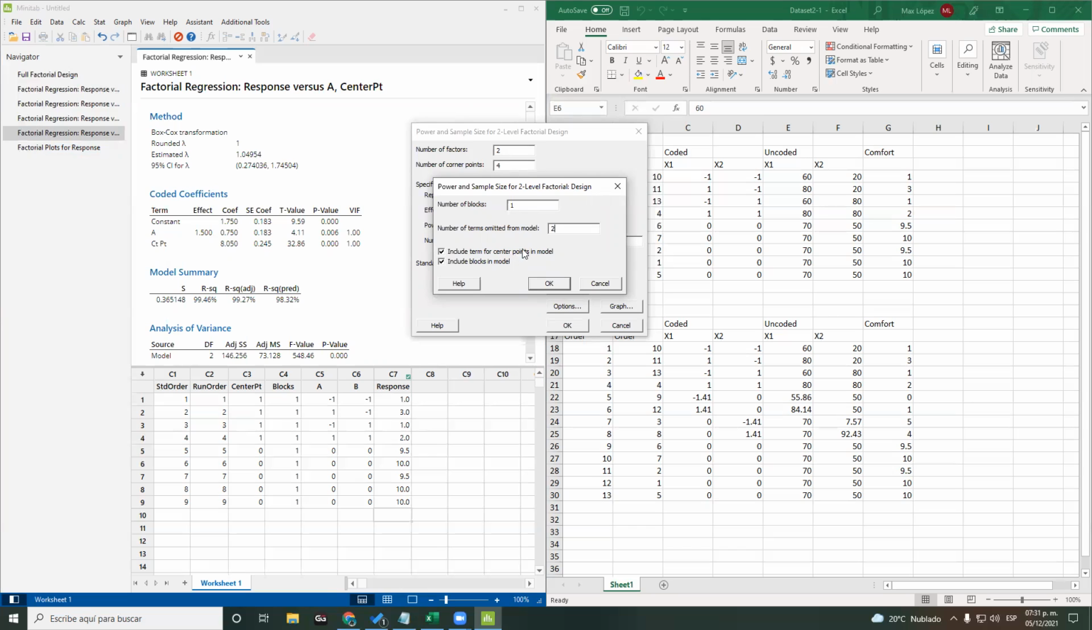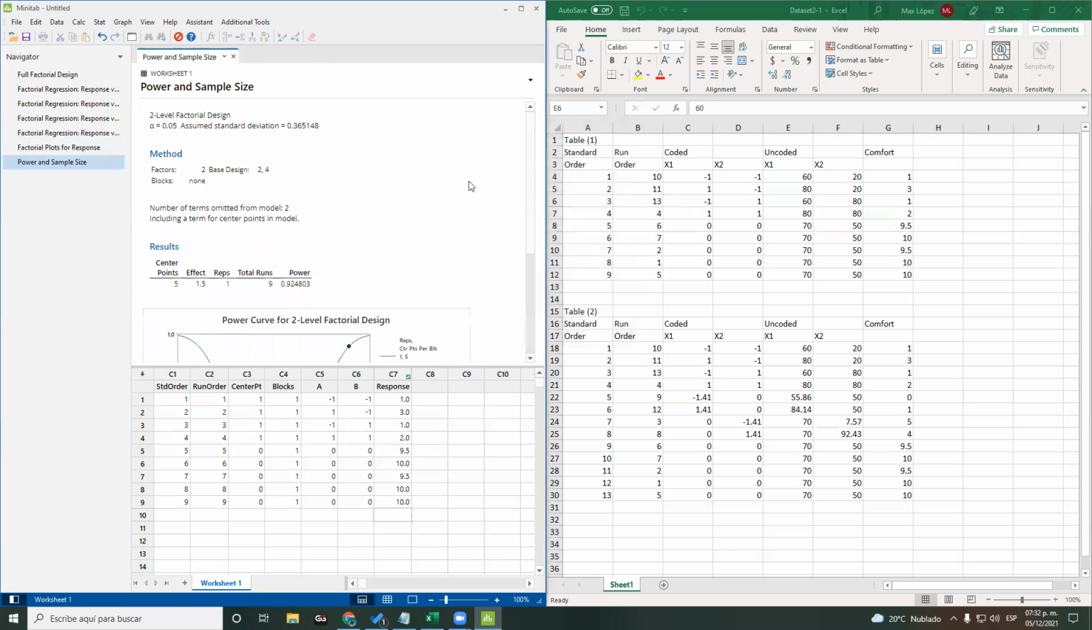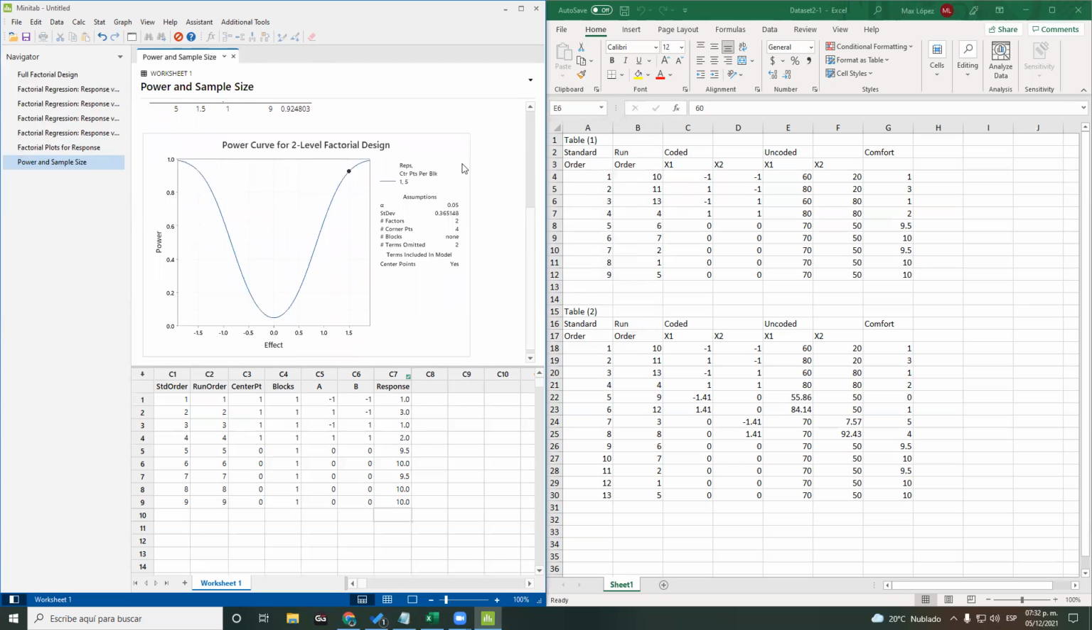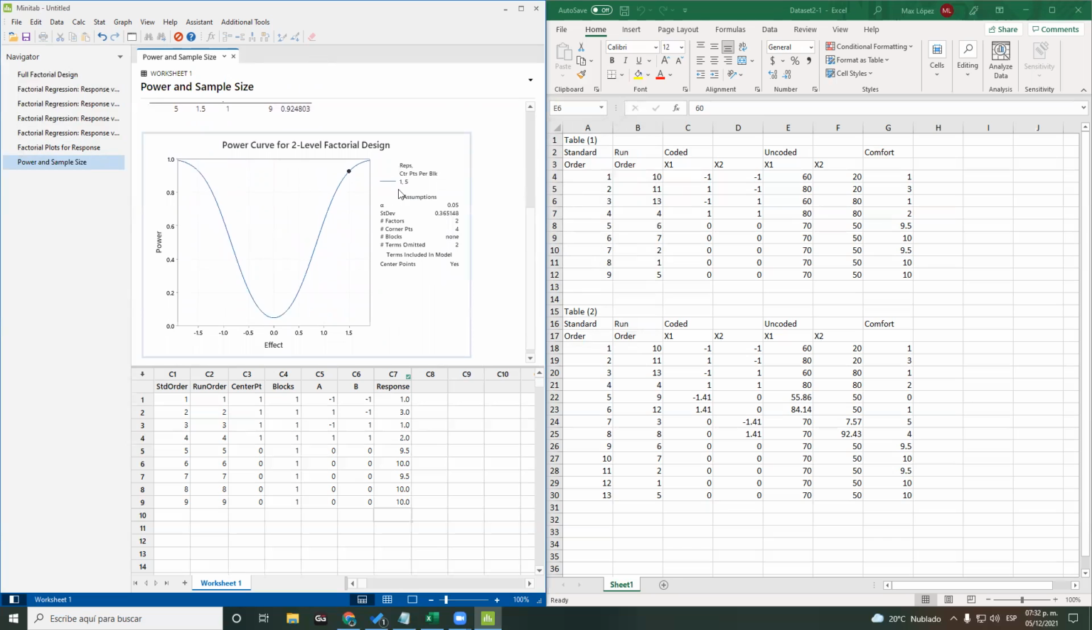And since the curvature remained significant, I will include the center points for the model. Okay, so we can see here that we have quite a nice power at 0.92. I consider it to be a very good power for this analysis. So we can now go with our second table, in order to compare the results.